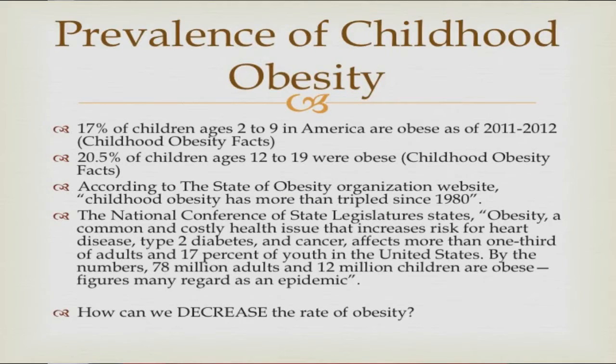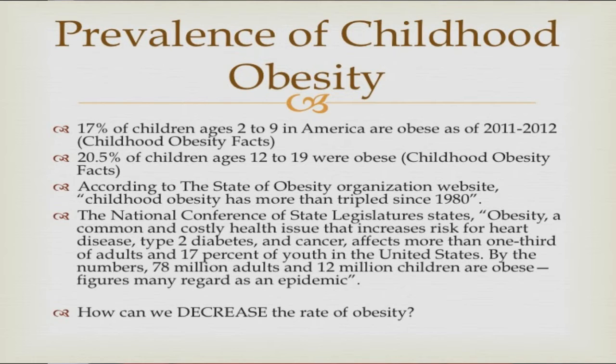The topic introduction will be our first discussion point. We will include the prevalence of childhood obesity. 17% of children ages 2 to 19 in America are obese as of 2011 to 2012. 20.5% of children ages 12 to 19 were obese as well. These statistics call us to bring our attention to the disease and look for ways we can decrease the rate of obesity. According to the State of Obesity Organization website, childhood obesity has more than tripled since 1980.